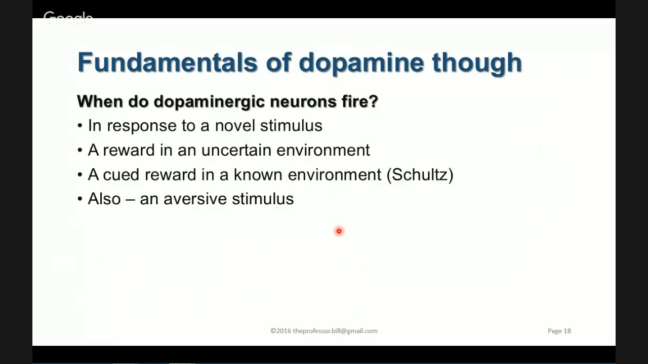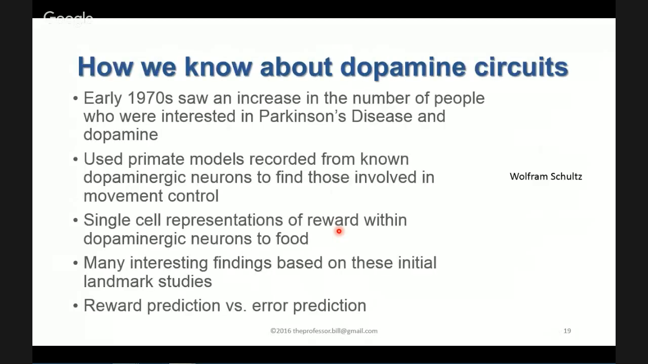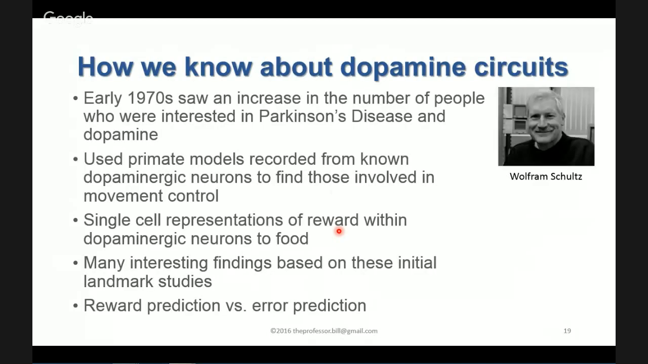It could be saying that this is a good reward, pay attention to it. And so all of this is causing a dopaminergic neuron to fire more, or it could be an aversive stimulus, something that you don't want to be encountering. Dopamine will also fire there as well. This didn't quite work out the way that I wanted it to.